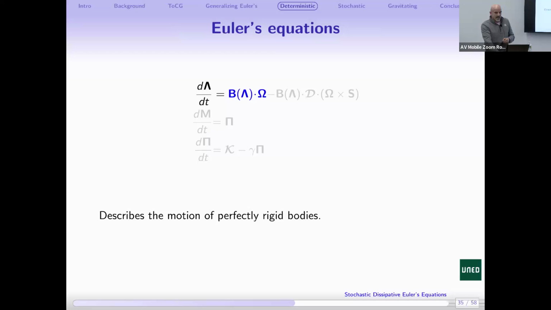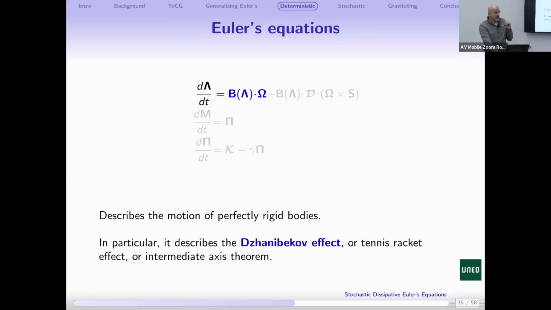So let's see what happens with Euler's equation written in this particular way. This describes the motion of perfectly rigid bodies. And in particular, it describes a phenomenon that has been popularized on YouTube a lot. There are recently thousands of videos describing this effect. It was discovered by Dzhanibekov, a Russian cosmonaut in outer space. He spun a wing nut, and he saw how it evolved.